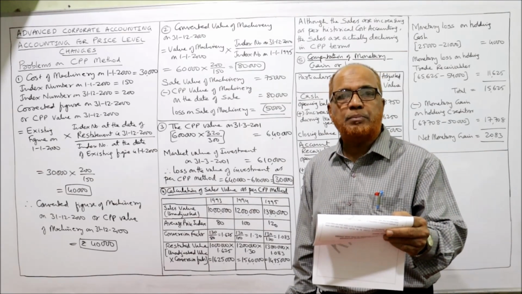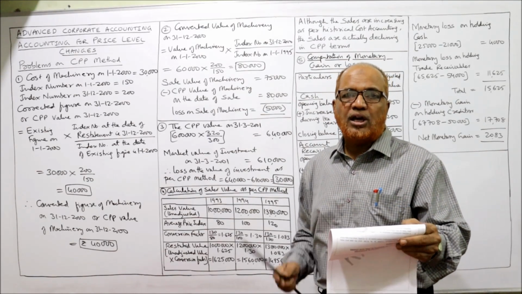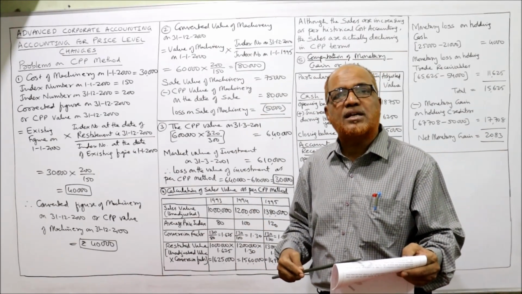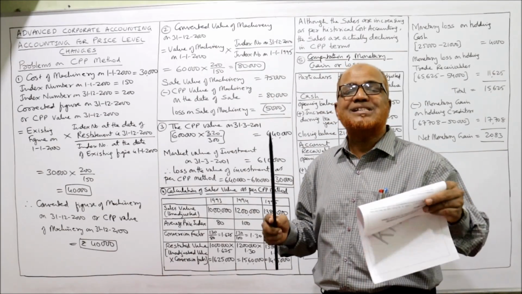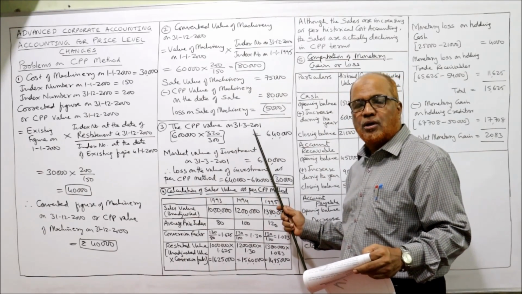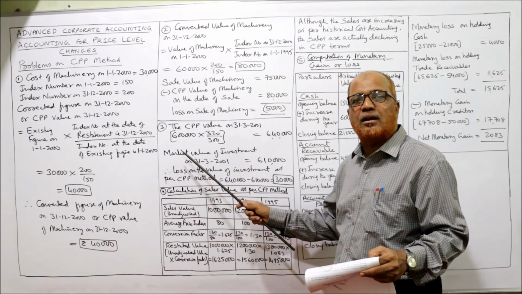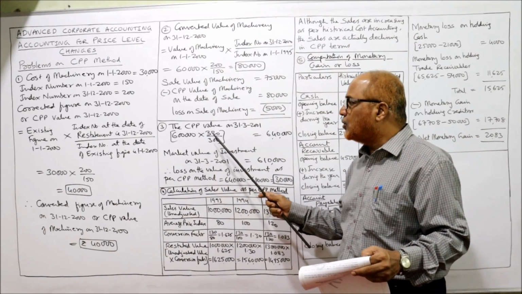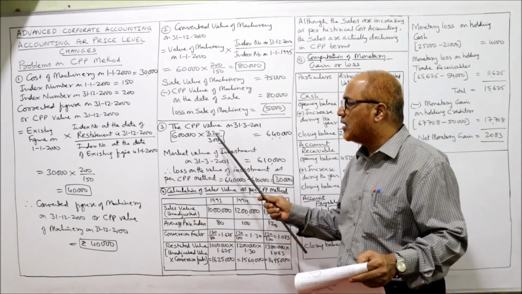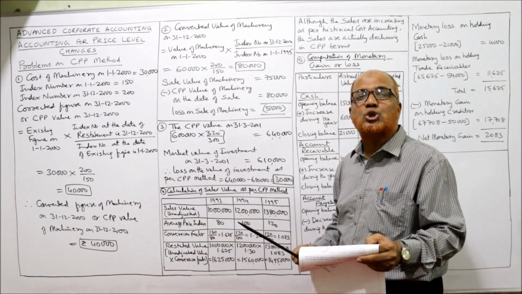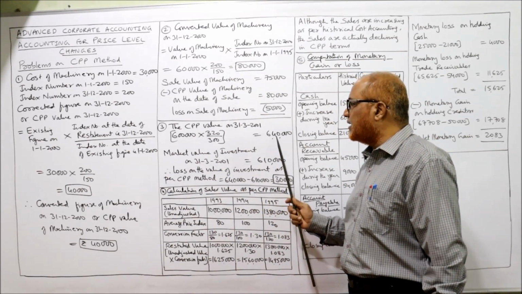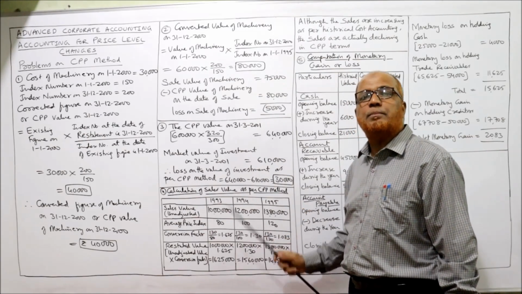So we compare the CPP value and the market value. If the market value is less, then there is a loss. If the market value is more, there is a profit. So first of all, we find the CPP value of this investment on 31st March 2001. The original cost on historical cost basis is 6 lakh into 320 by 300. 320 is the index number on 31st March 2001 and 300 is the index number on 1st July 2000 when the investment was bought. So 6 lakh into 320 by 300 comes to 6,40,000. This is the CPP value.